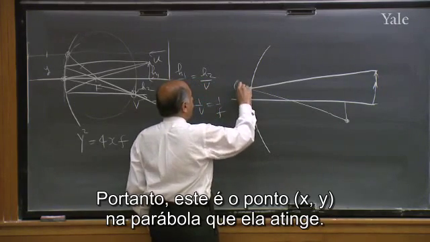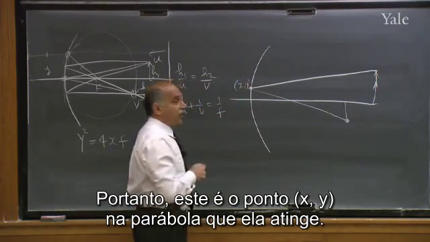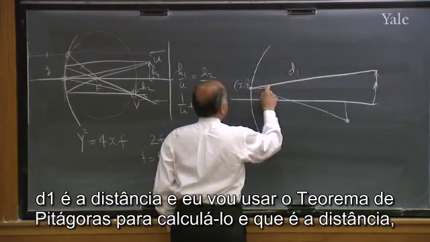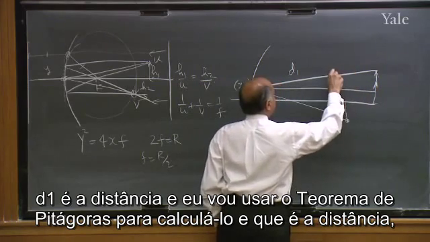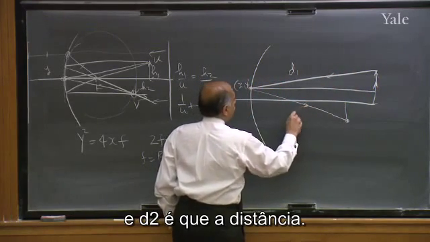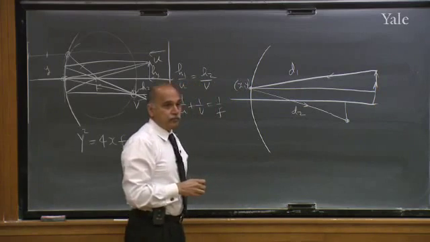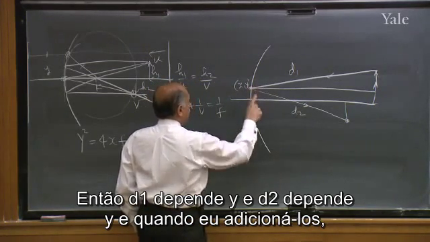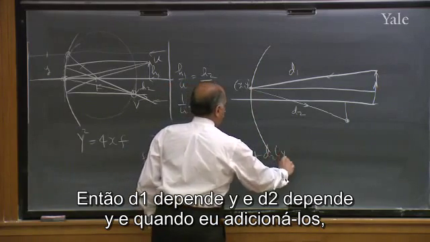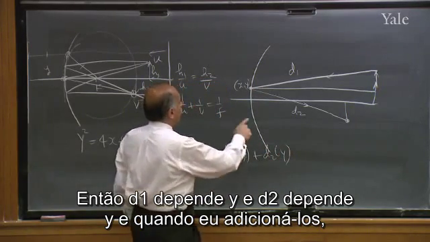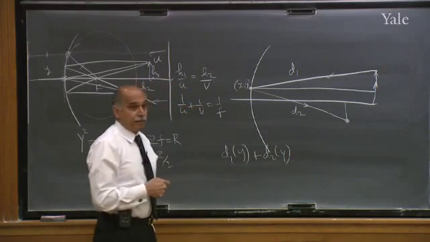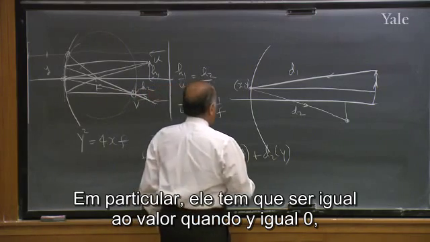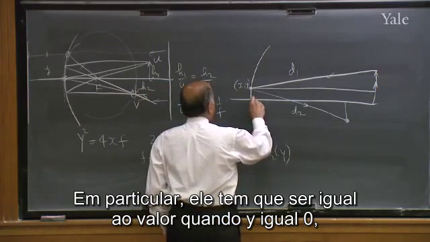So this is the point (x, y) on the parabola that it hits. d1 is the distance. I'm going to use Pythagoras' theorem to calculate it. That is d1, and d2 is that distance. So d1 depends on y, and d2 depends on y. I want to add them up. That's got to be independent of y. That's got to be the same for all y. In particular, it's got to equal the value when y is equal to 0.